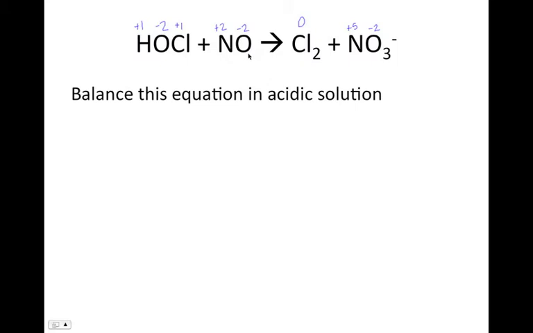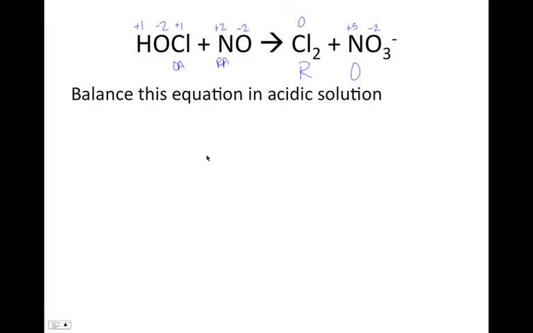So from here, I can look and say, okay, whose charge went down? Well, chlorine went from a +1 to 0. So that means chlorine was reduced. Nitrogen went from a +2 to a +5, so that means nitrogen was oxidized, which, if you're labeling stuff, makes chlorine the oxidizing agent and nitrogen on this side the reducing agent. Not that that in this particular case really matters, but just for your own well-being.